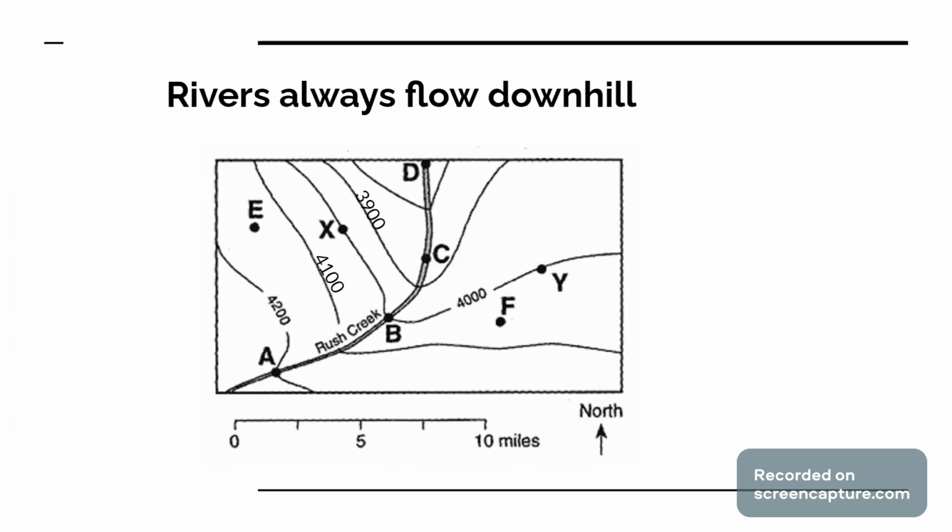Okay, last thing I'm going to leave you with is rivers always flow downhill. Same picture we were just looking at. We got our elevations there. This river is going to flow from that 4,200 down towards the 4,000 and continue flowing downhill of that stream.